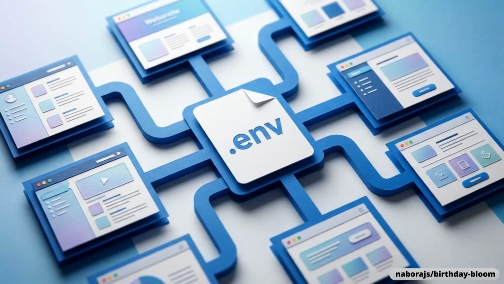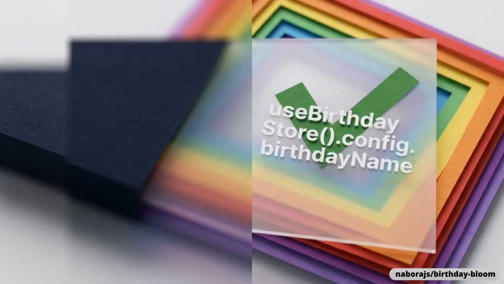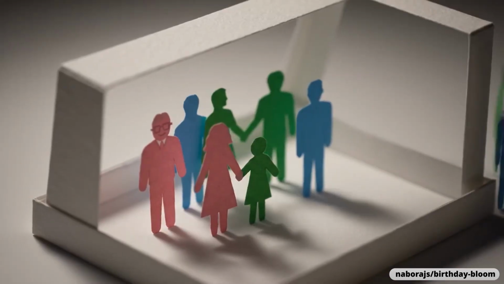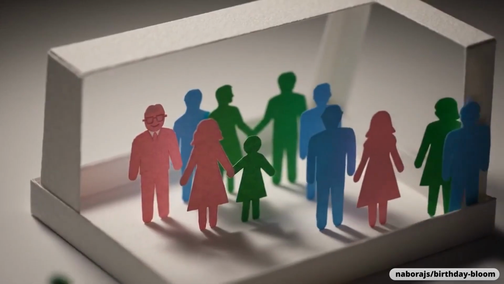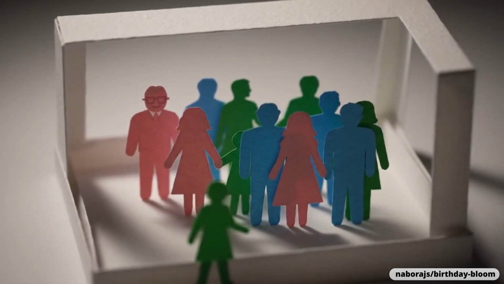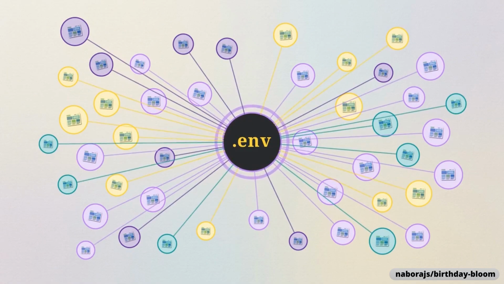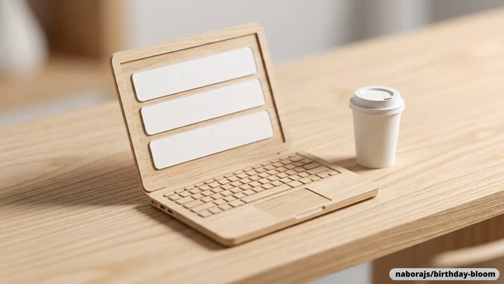Now we need to look at the project's most important architectural rule, the env-first philosophy. This mockup shows the difference. On the left, the name John is hard-coded directly into the text, which we avoid. On the right, the name is pulled dynamically from the environment configuration through the birthday store. Features must scale across all relationship types. Whether for a partner or parent, your code should never hard-code relationship strings into the UI. This env-first approach is what allows users to generate millions of uniquely personalized experiences just by updating their environment variables without needing to touch the source code.